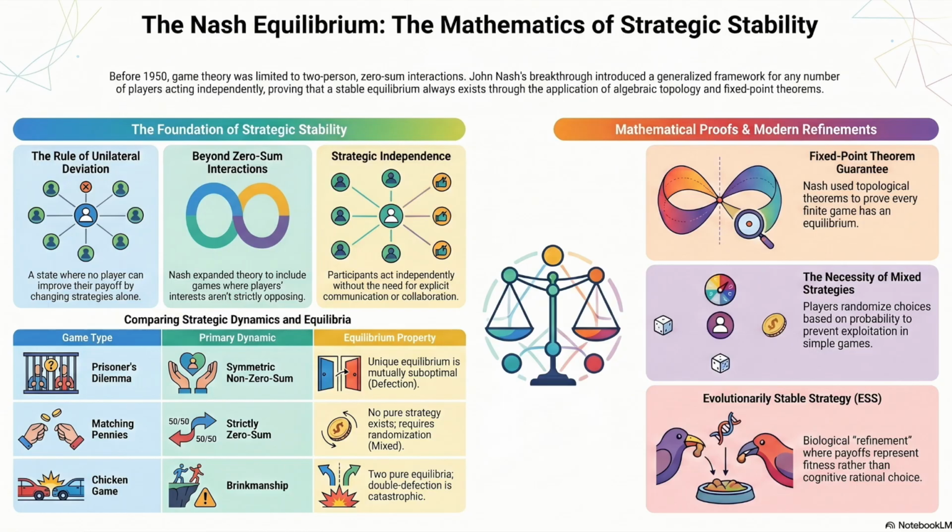Because game theory didn't just start with John Nash, right? No, it didn't. To really appreciate the magnitude of what John Nash achieved in 1950, we first have to understand the boundaries of the world he was working in. We have to look at the state of game theory before he even arrived on the scene. Setting the stage. Exactly. And back then, game theory was heavily constrained by the structural foundation laid by two absolute giants in the field, John von Neumann and Oskar Morgenstern.